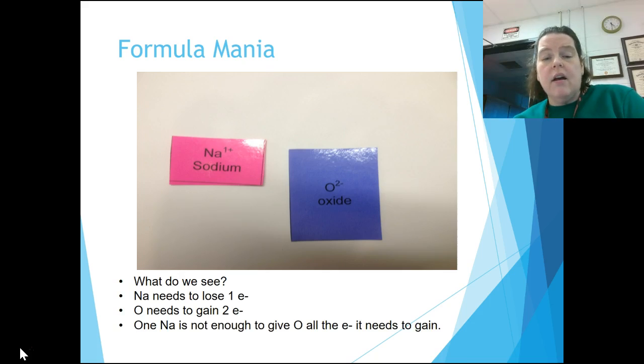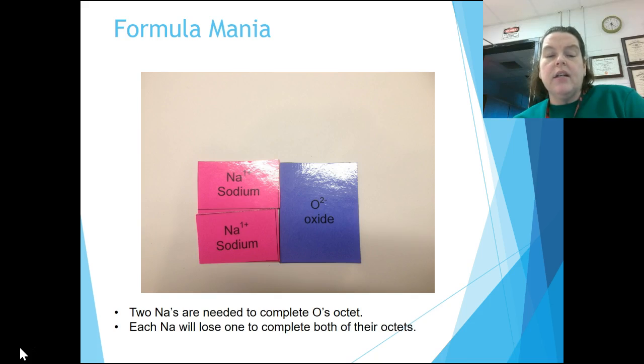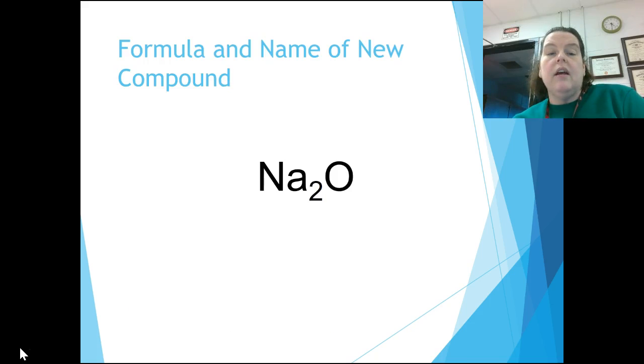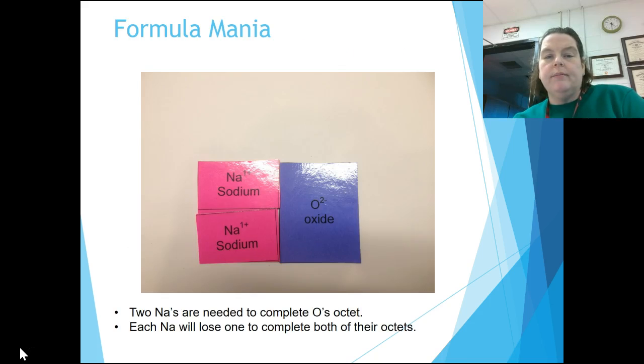1 Na is not enough to give O all the electrons it needs, because O to be an octet needs another electron. So what will happen is we'll take 2 sodiums. 2 sodiums are needed to complete O's octet. So now each sodium loses 1, both achieving their octet, and O already has its octet. I'm sorry, I'm trying to go back. Okay, there we go. So we get the idea here.